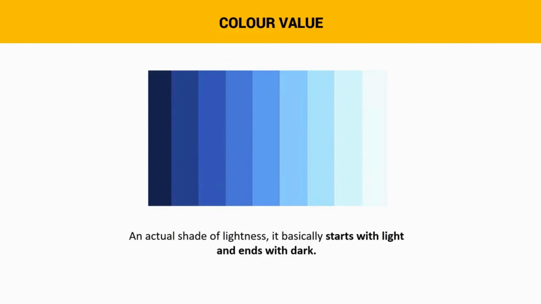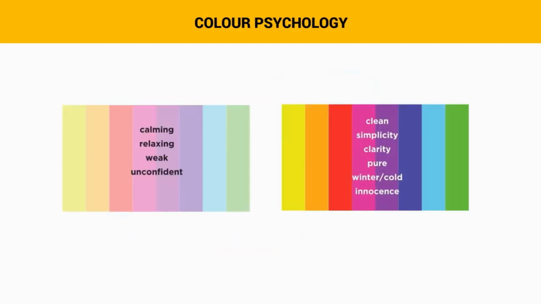Color value. An actual shade of lightness. It basically starts with light and ends with dark. Color psychology. Observe the colors with their written names and understand color psychology.